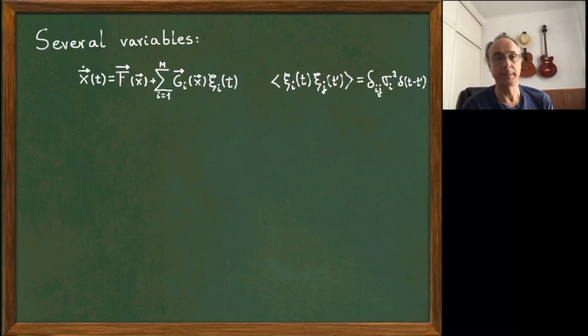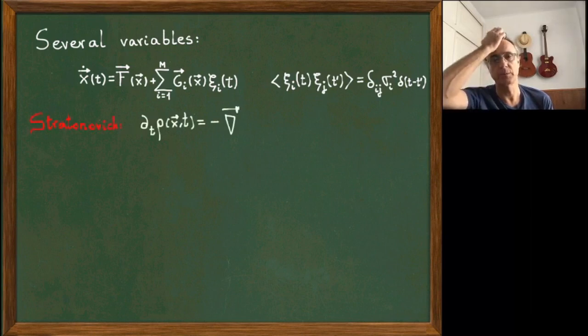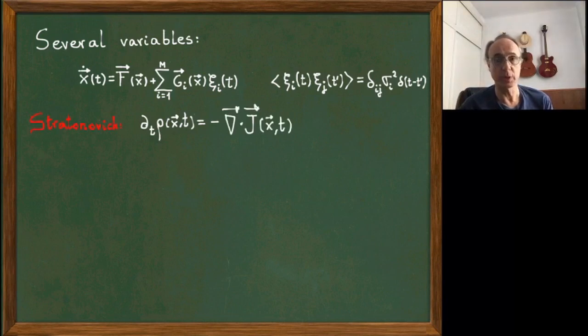So I will write the Fokker-Planck equation for this, Stratonovich, the probability distribution. This is also for Ito. You can always write the Fokker-Planck equation as a continuity equation. And now here, instead of minus the derivative, you have minus the divergence. But the interpretation is the same. I think it's the Stokes theorem. If you integrate this over a region of space, then you will see that the variation of this integral is the integral over the boundary of this region of the current. So we have the same interpretation.